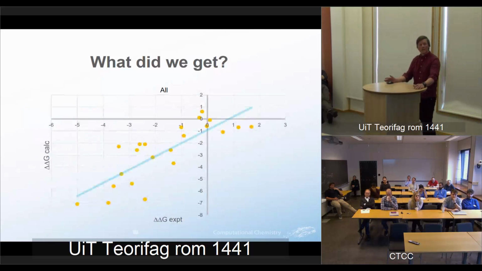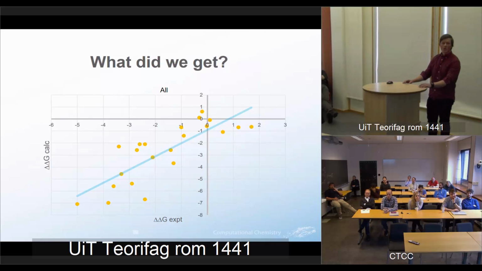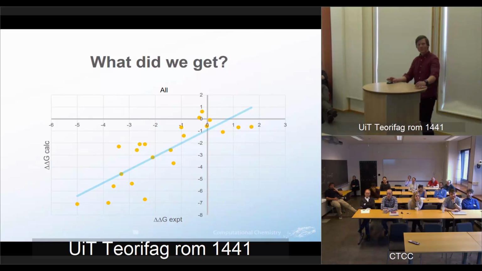But this is what we got. So this is the plot for all. So we have the calculated delta G's on the y-axis and experimentally measured delta G's on the x-axis. And I think this looks pretty good. It's not perfect. It doesn't go through 0. But what we really are interested in still is the relative changes in stability upon doing mutations on the protein. And also considering that these are not from the same experiment, it's pretty good.